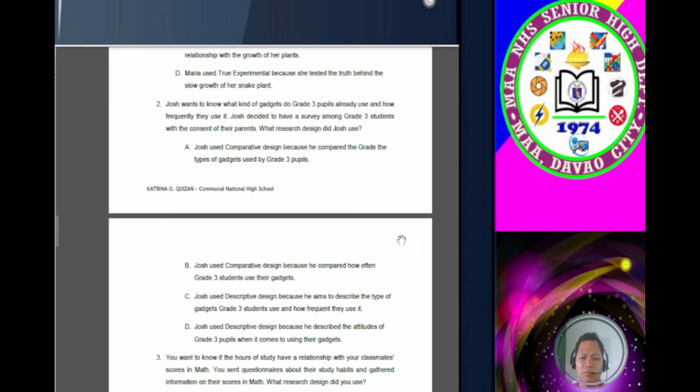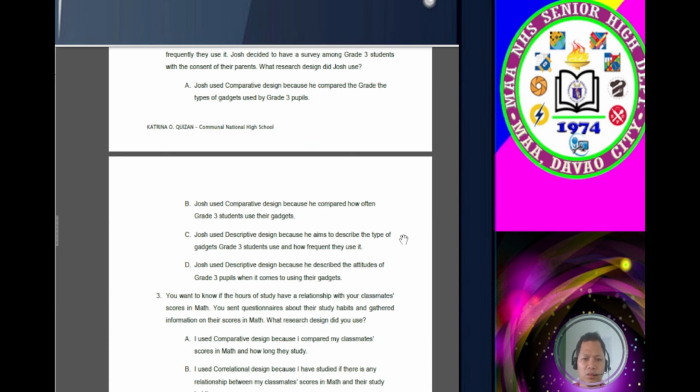So A, Josh used comparative design because he compared the grades and the types of gadgets used by grade 3 pupils. Letter B, Josh used comparative design because he compared how often grade 3 students use their gadget.